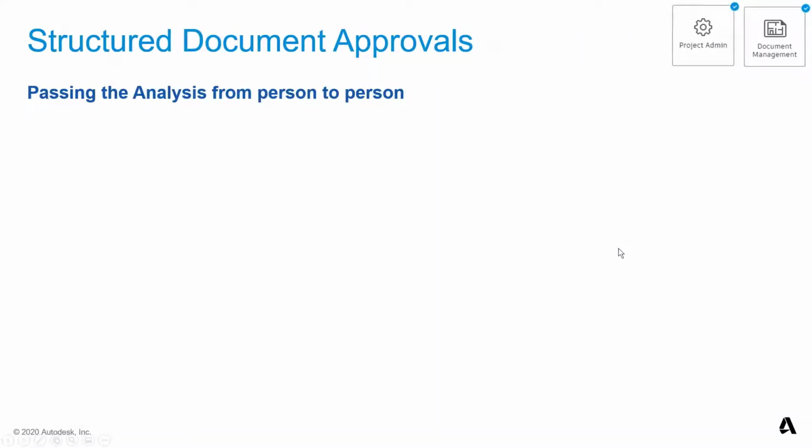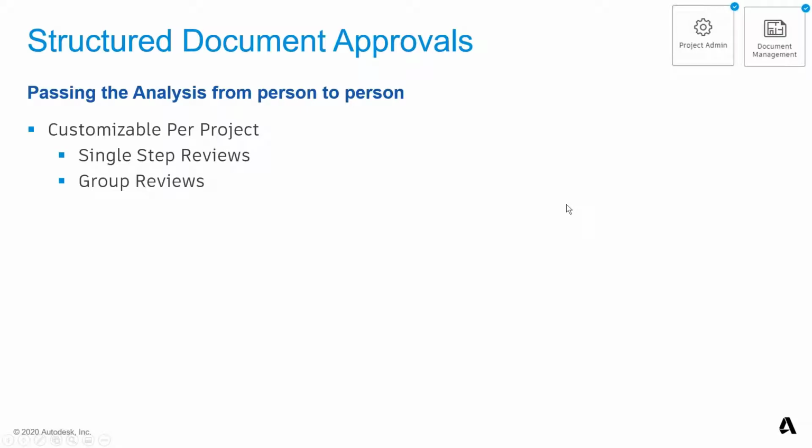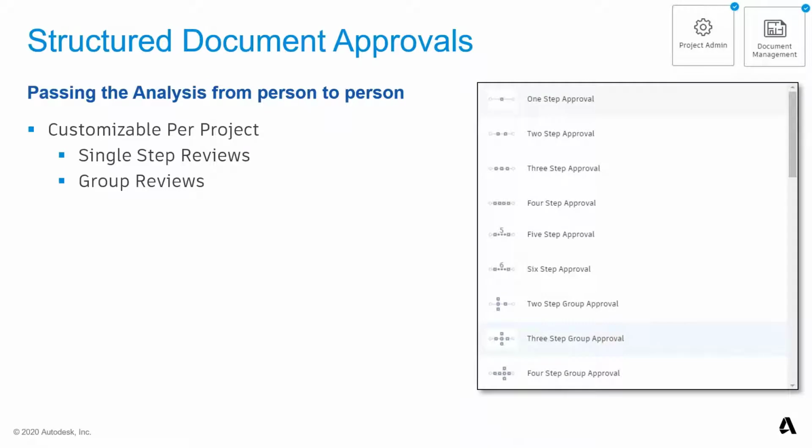And then going into document approval. The other thing you get with document management is approval workflows. Basically, you can customize these per project. You can have single step reviews where you just send it to somebody and they approve or decline, or you can have group reviews where multiple people are set up to review these. There are many different ways you can do this in the system, so it's pretty flexible.